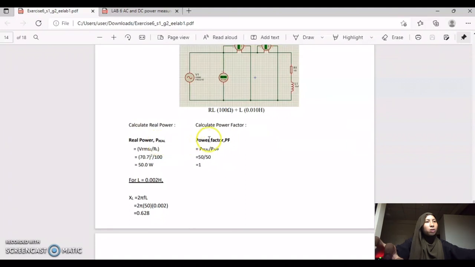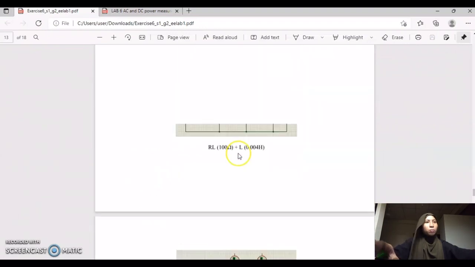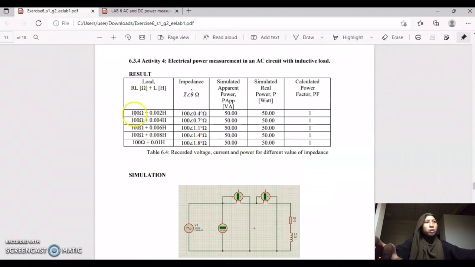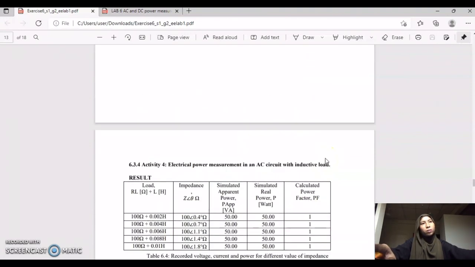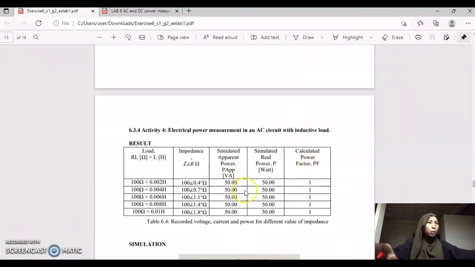The power factor, PF, is equal to real power over apparent power. For example, for the first load, which is 100 ohm plus 0.002 Henry, the simulated apparent power is 50 and the simulated real power is 50. We key in to the formula 50 over 50, so we got 1. For the calculated power factor, all the loads are the same, which is 1. So that's all for activity number 4. Thank you.